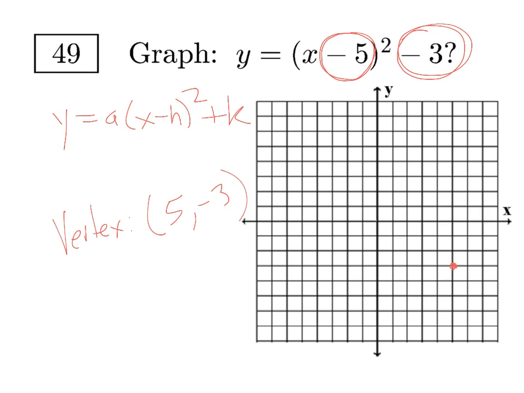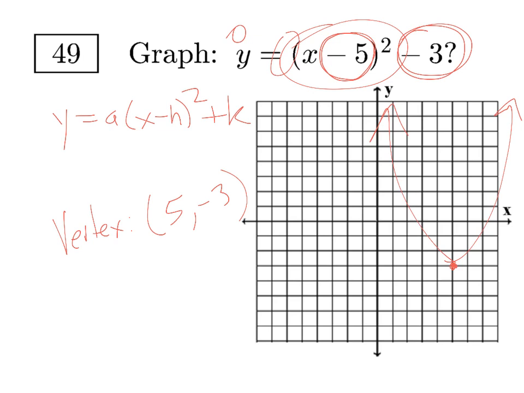So we go over 5 and we go down -3. And from there, you know that it's a positive in front, so your parabola is going to move upward. It's as simple as that. Now if you want to be more precise, then you could figure out the zeros of the quadratic. Just set y equal to 0, then FOIL this and factor it, and you could find exactly where the zeros are along the x-axis.